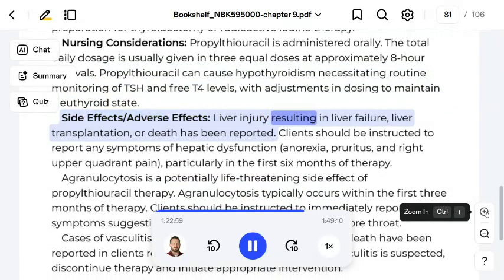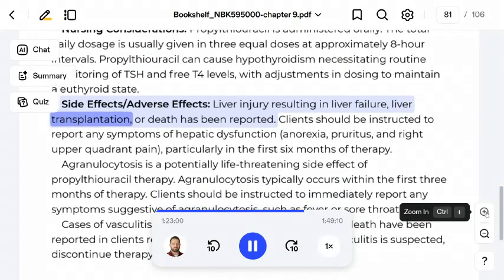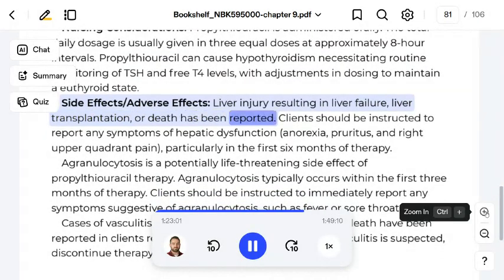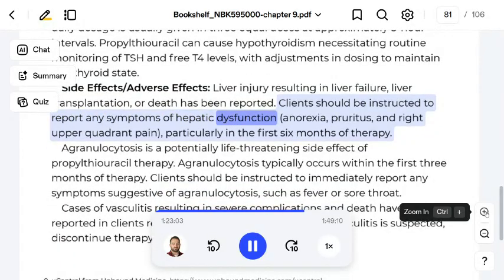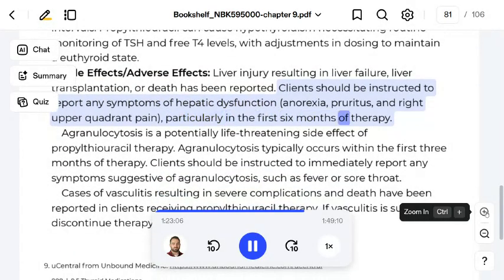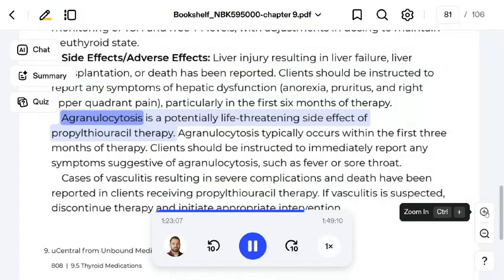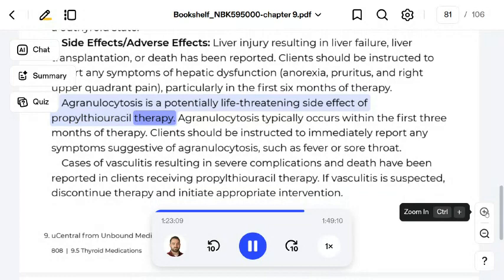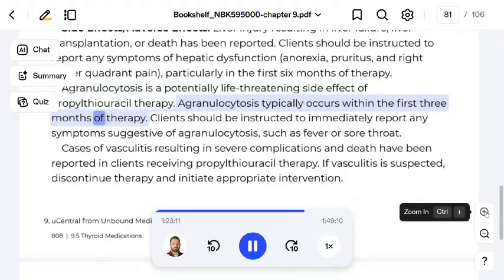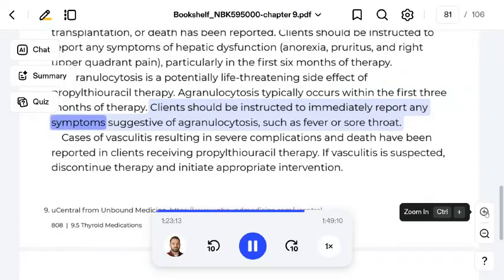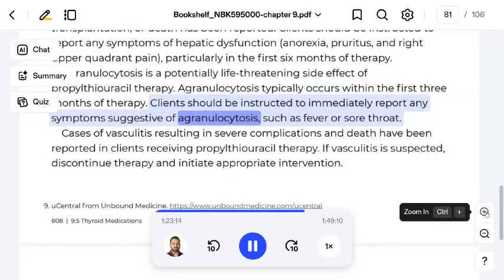Liver injury resulting in liver failure, liver transplantation, or death has been reported. Clients should be instructed to report any symptoms of hepatic dysfunction, particularly in the first 6 months of therapy. Agranulocytosis is a potentially life-threatening side effect of propylthiouracil therapy. Agranulocytosis typically occurs within the first 3 months of therapy. Clients should be instructed to immediately report any symptoms suggestive of agranulocytosis, such as fever or sore throat.